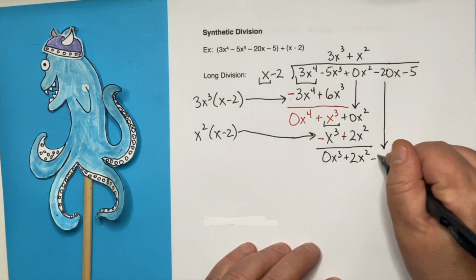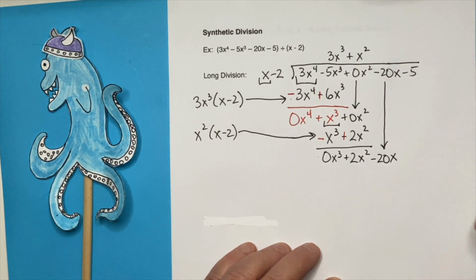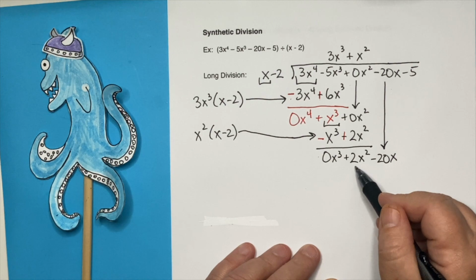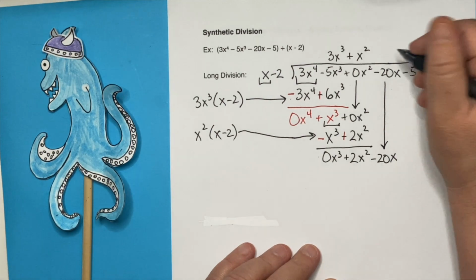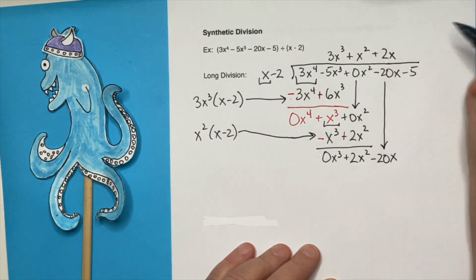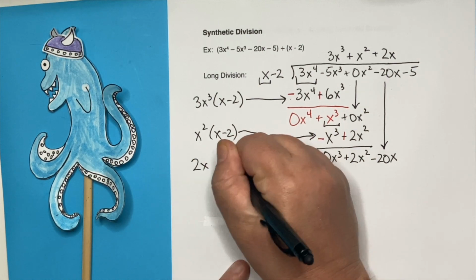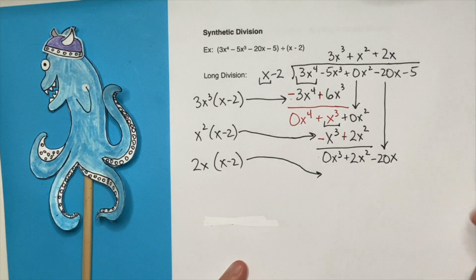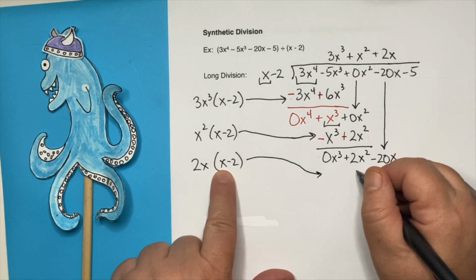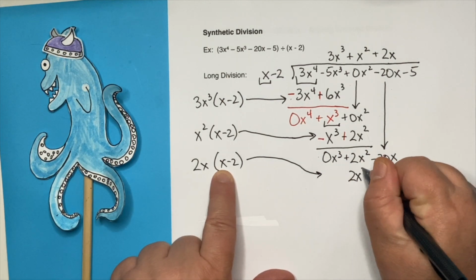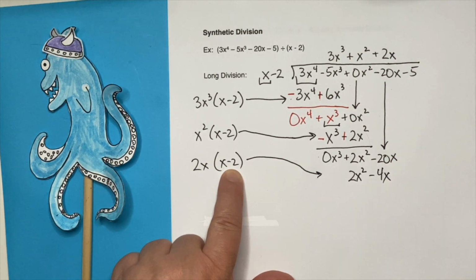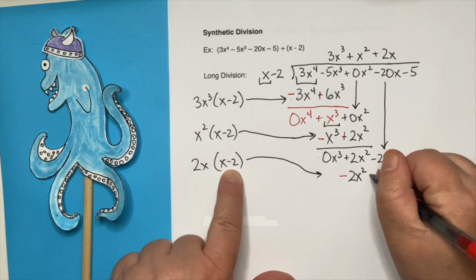I bring the negative 20x down, and then I think, okay, what times x gives me 2x squared? 2x, you got it. So then I multiply 2x times the quantity x minus 2, and that's going to go right here. 2x times x is 2x squared. 2x times negative 2 is negative 4x.